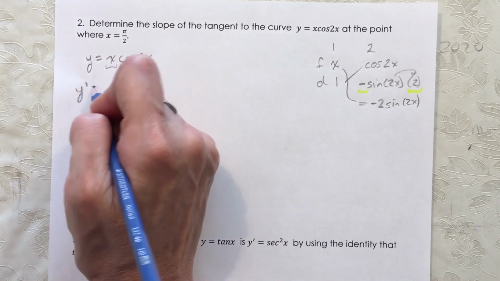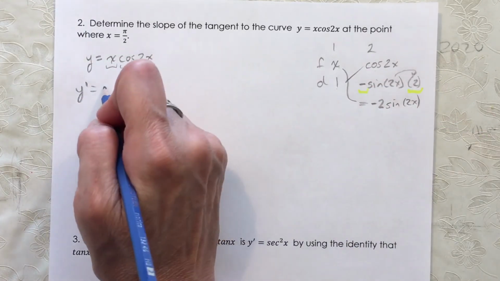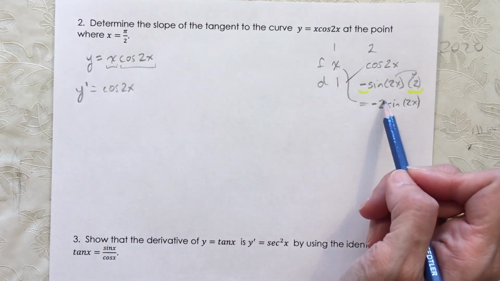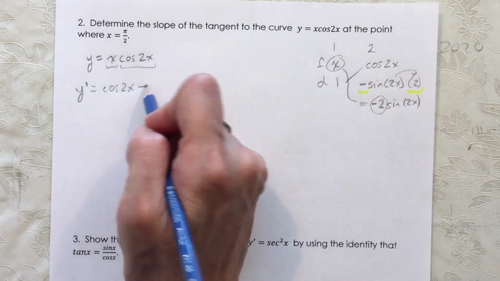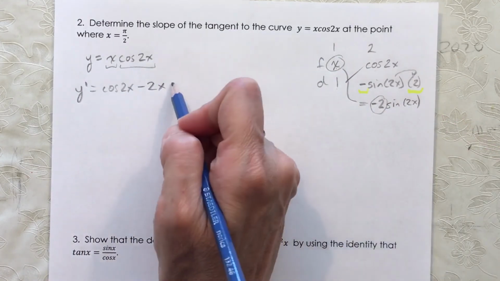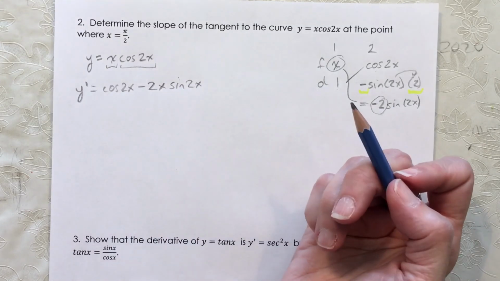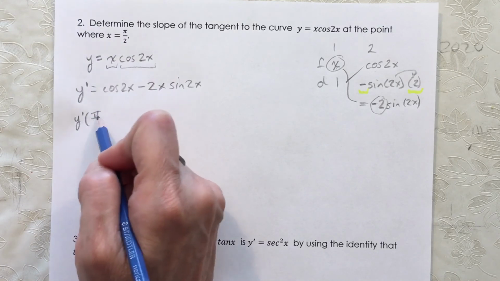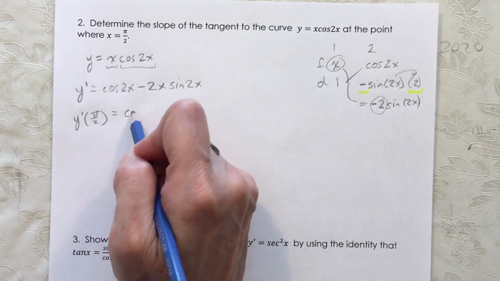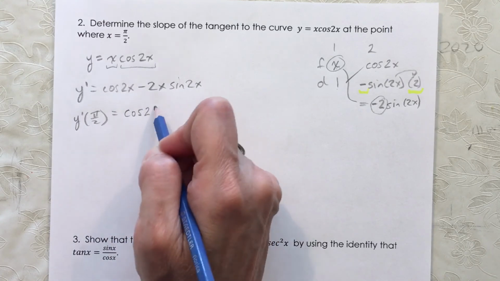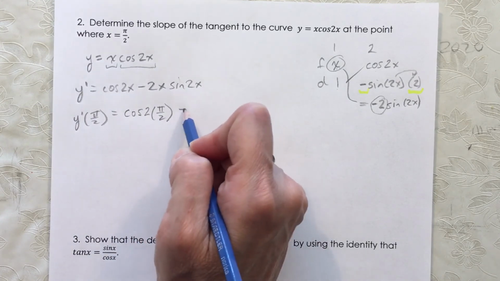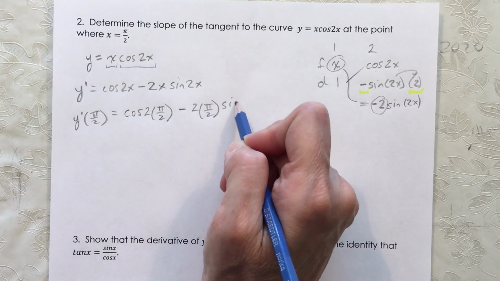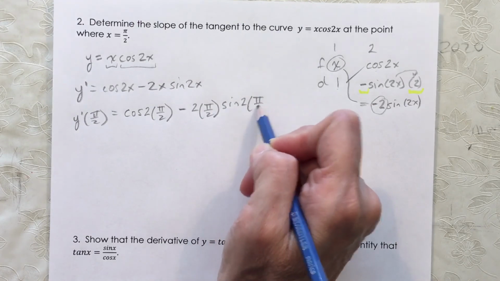So y prime, so this is product rule, derivative of the first times the second, plus the first times the derivative of the second. So I can multiply the negative 2 and the x to get negative 2x sine of 2x. And we want the slope of the tangent at pi over 2, so we want y prime at pi over 2. So that's going to be the cos of 2 times pi over 2 minus 2 times pi over 2 sine of 2 times pi over 2.